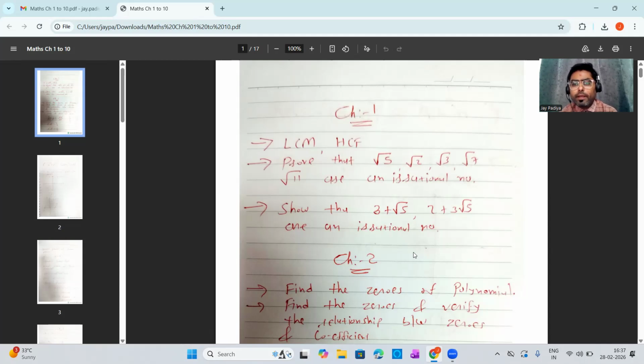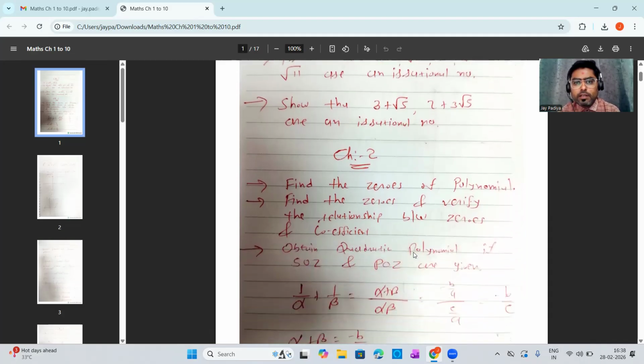Otherwise, the second topic is such that they can ask you to prove that the given number is an irrational number, right? So I have given root 5, root 2, root 3, root 7, right? Third one, they can ask you to show that 3 plus root 5, 2 plus 3 root 5 are irrational numbers, right? So for the first chapter, these three topics are very, very important. So make sure that you practice these three types of questions in the first chapter. Let me discuss the second chapter.